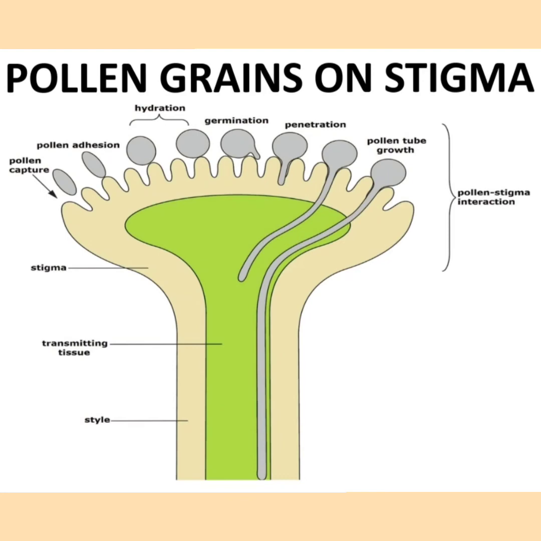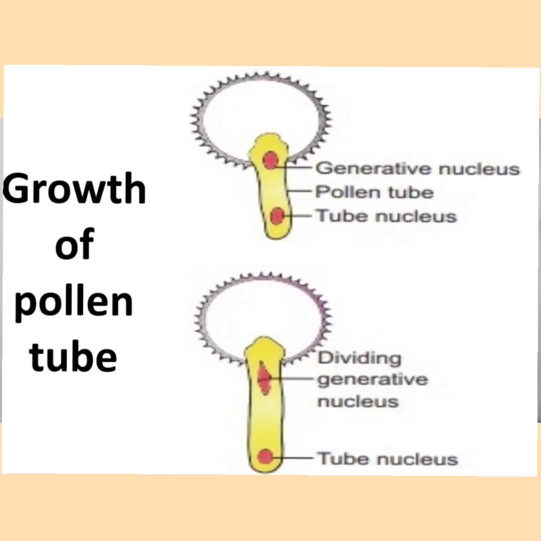The pollen and the stigma adhesion occurs and there is absorption of moisture by the pollen grain, and this causes the germination of the intine and forms a pollen tube which penetrates the stigma and enters into the style, and this pollen tube reaches the ovary. Here you can see during the development, the pollen tube will have a vegetative nucleus called the tube nucleus and a generative nucleus. In the pollen tube, the generative nucleus starts dividing to form two male nuclei.